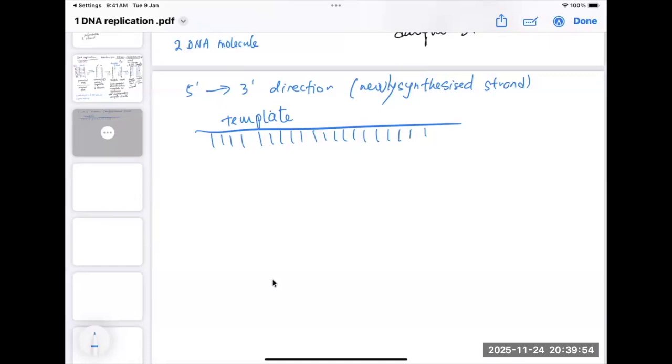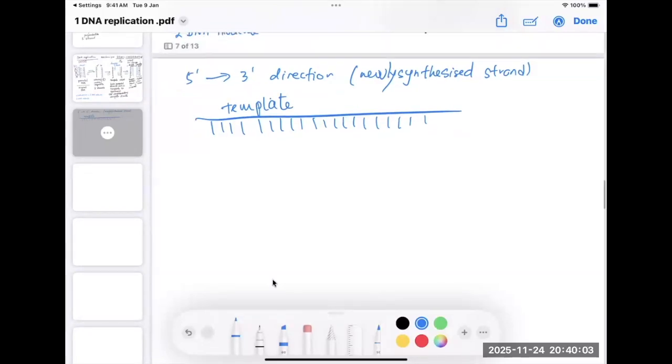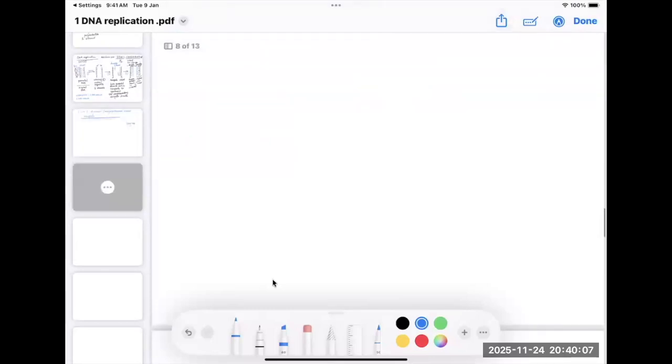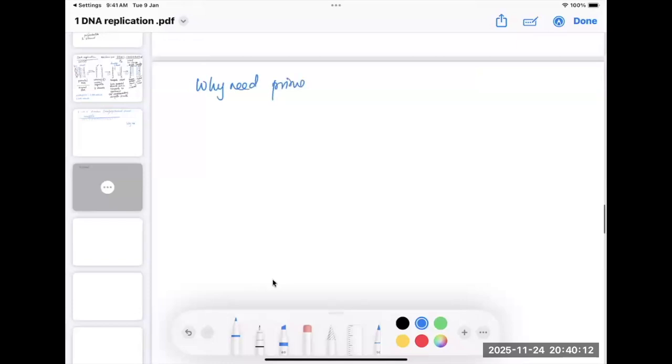So first, sometimes they will ask why you need a primer in DNA replication but not in transcription. Do you know why?